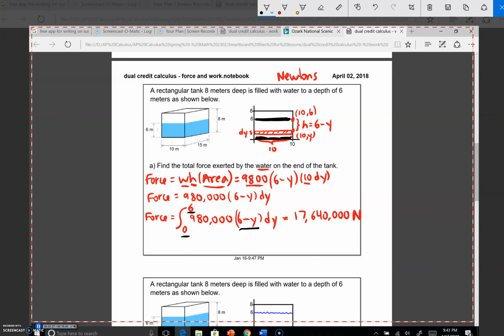The minimum depth was 0, and we got that when we plugged 6 into the 6 minus y. But the maximum depth is when the rectangular region is here at the bottom, and that would be a depth of 6. Well, we get 6 for a depth when we plug 0 into the depth, 6 minus y.